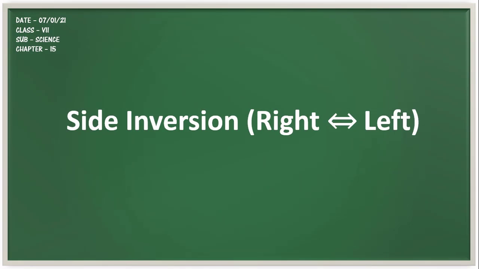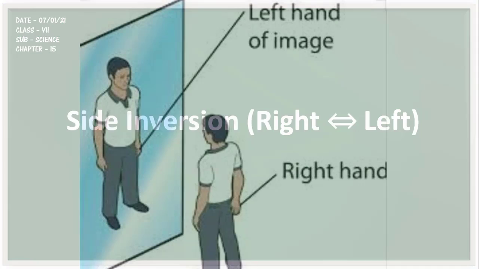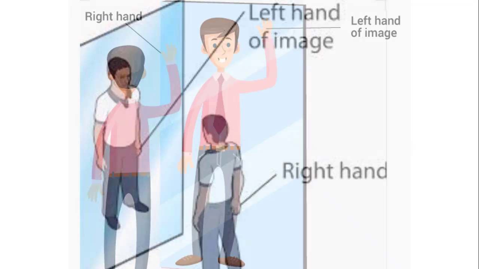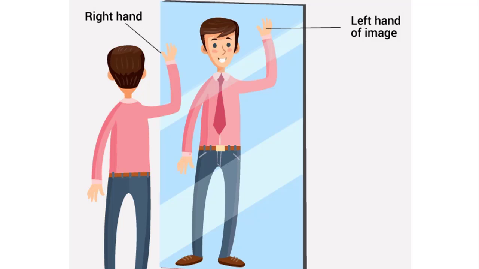Now, side inversion, which is left or right. When we see our image in a plane mirror, is it exactly like us? No, there is an interesting difference between us and our image. Let's find out this difference with the help of an example. If we stand in front of a plane mirror and lift our right hand, then we see our image lifts its left hand. And if we lift our left hand, then the image appears to lift its right hand.